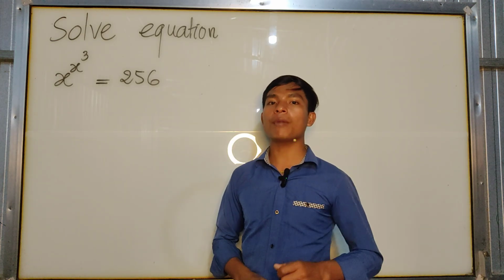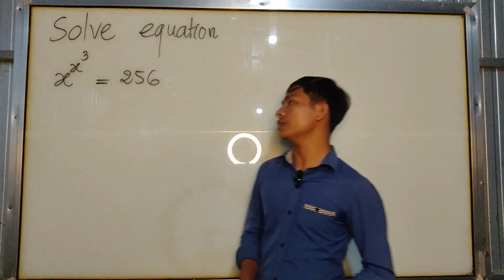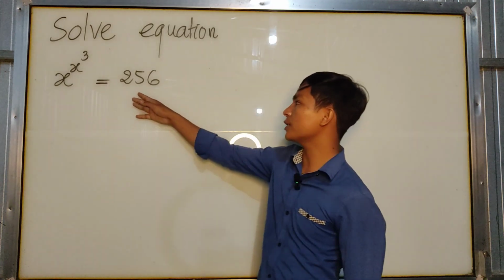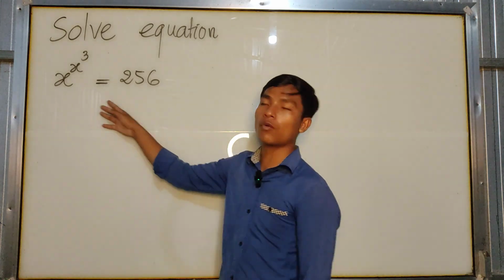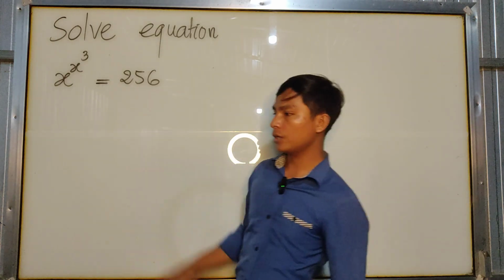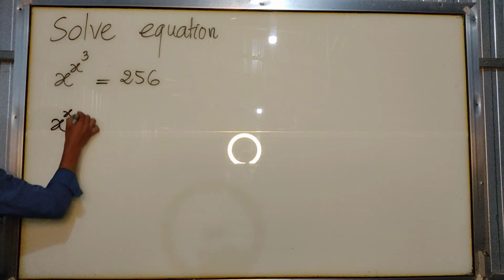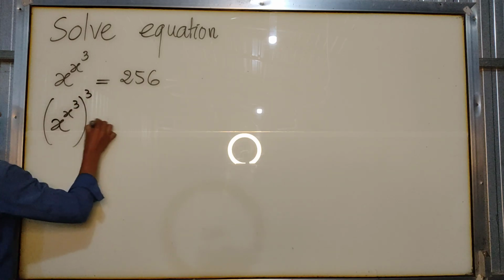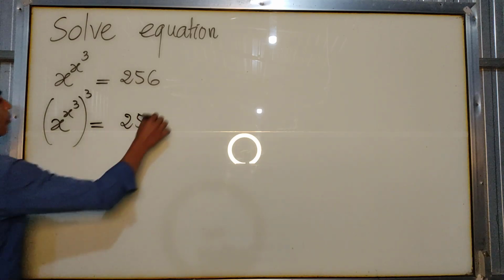And now we go to the solution together. Okay, let me see this. We have x^3 = 256. Now I raise both sides of this equation to the power 3. So we get (x^3)^3 = 256^3.